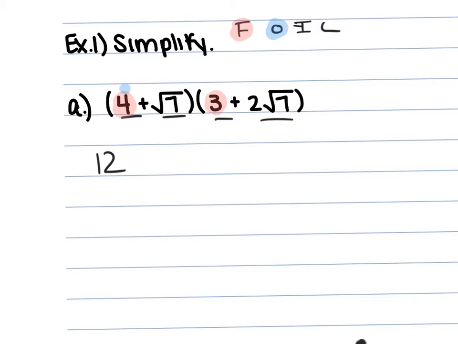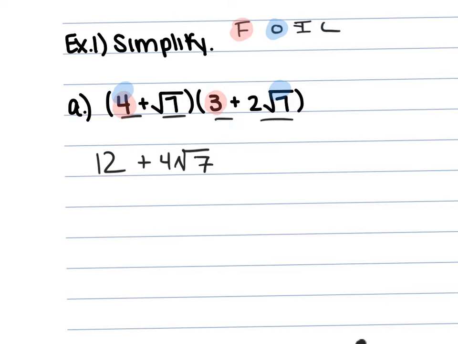So here is an outer one. Here is an outer one. What is 4 times the square root of 7? 4 square root of 7. Remember, outside numbers times outside numbers, inside numbers times inside numbers.